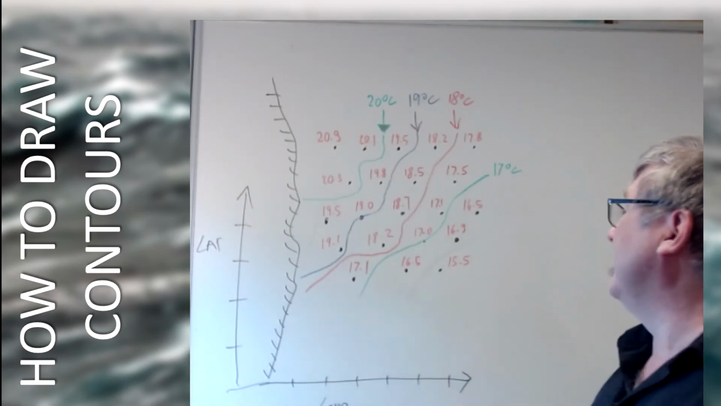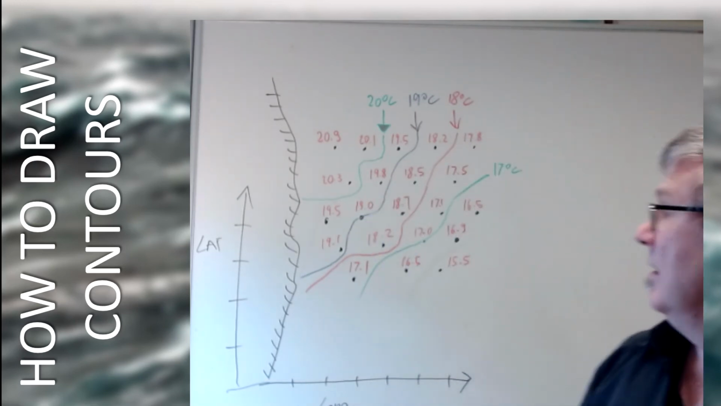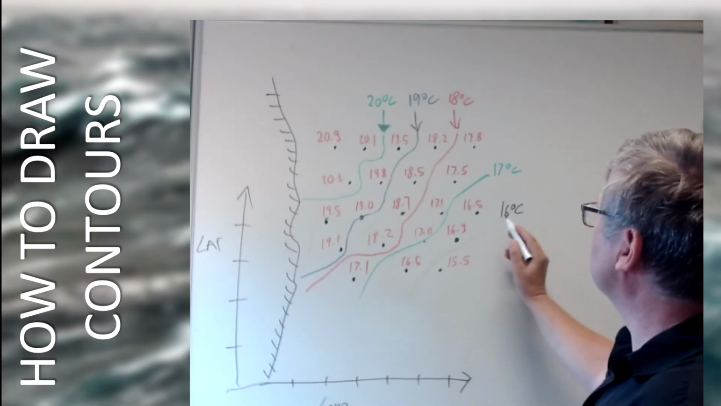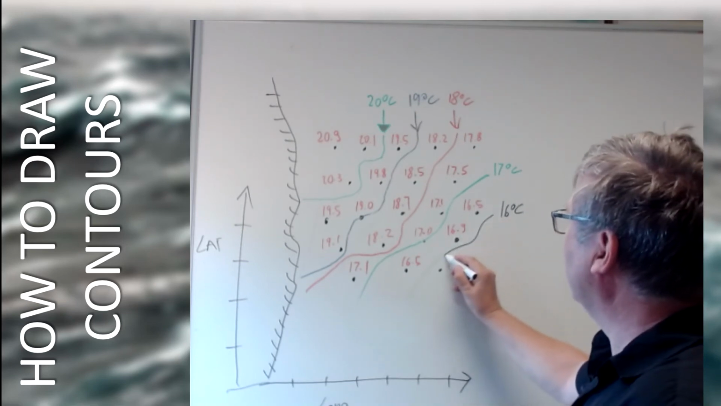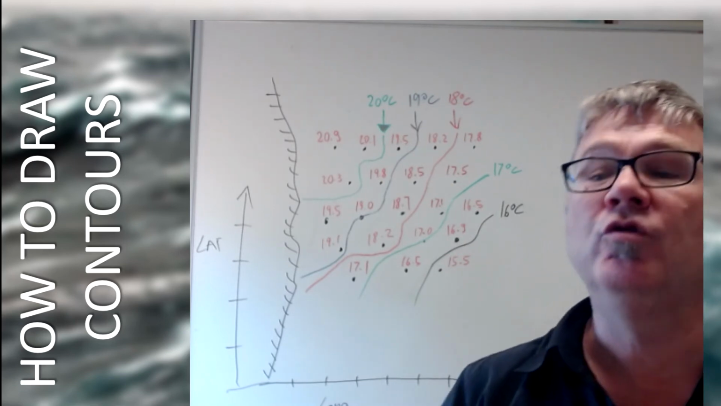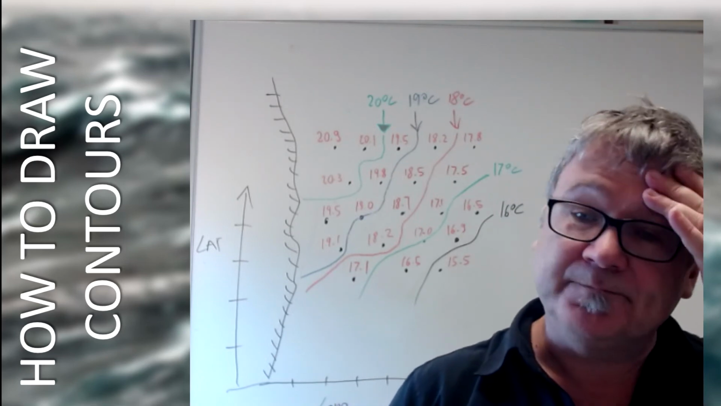There's still a contour missing. It is the 16 degree contour, and the 16 degrees Celsius contour would run along here. And that's already finished now, and you can report back to your chief scientist. This is a contour map.